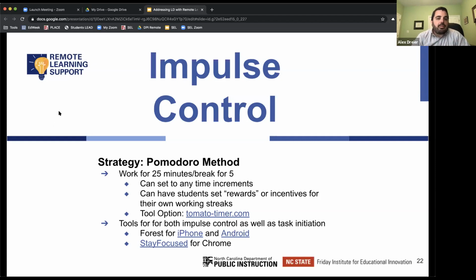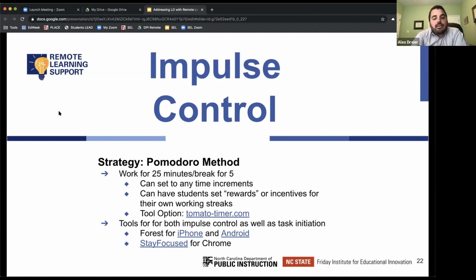So the first one I want to talk about is impulse control. That's a challenge for many of our students, many of our adults. And one strategy that I use and I think is effective for many others is called the Pomodoro method. For those of you who aren't familiar with it, you can pick any increments of time, but typically the default time setting is you work for about 25 minutes and you break for 5.